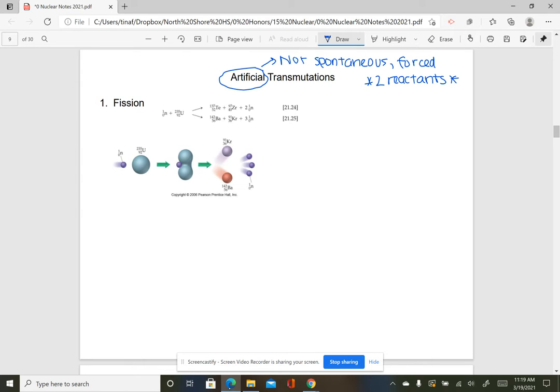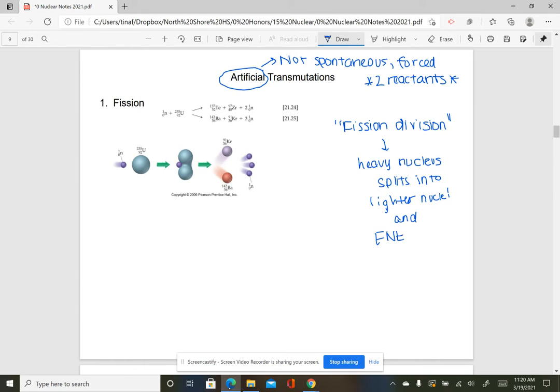And to help you remember the definition of fission, I want to write this here: fission, division. Okay, so fission, division. What fission is when you have a heavy nuclei and it splits or it divides into lighter nuclei. And aside from splitting apart into smaller things, it's so important that you know we also produce a ton of energy.